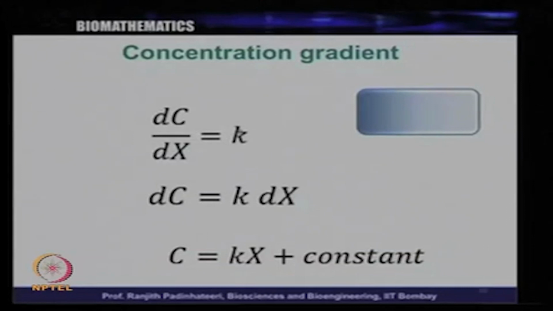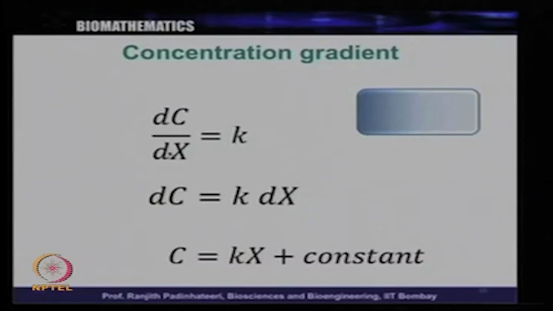This is the simplest thing, a constant change in concentration, and you can integrate this equation as we always do: multiply both sides with dx. So, dc can be written as k dx, and you can integrate both sides. The integral of dc is c, k is a constant, and the integral of dx is just x. So, it is kx plus a constant. That means there is a concentration gradient.